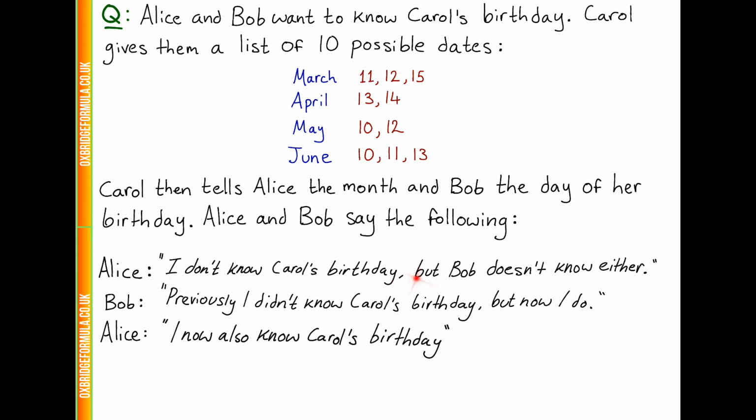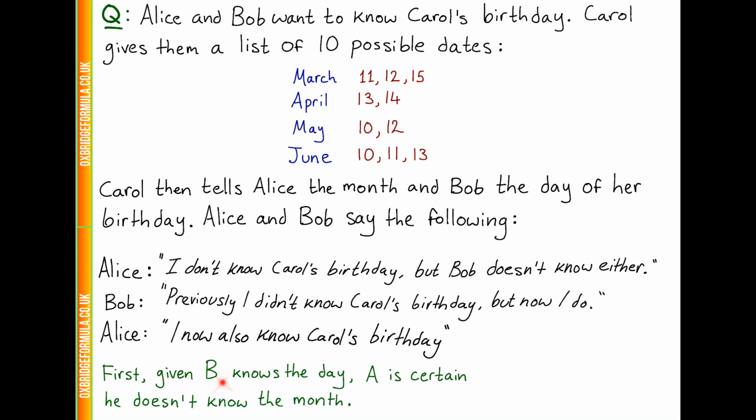Alice doesn't know Carol's birthday, which makes sense because she only knows the month. But she says that Bob doesn't know either. In what situations does Alice know this for certain? To phrase it a different way, under what circumstances could Bob know at this stage? Let's write down what we've just thought about. Given that B knows the day, A is certain that he doesn't know the month, as she tells us in her statement. Are there any particular dates that would be useful for B to know?